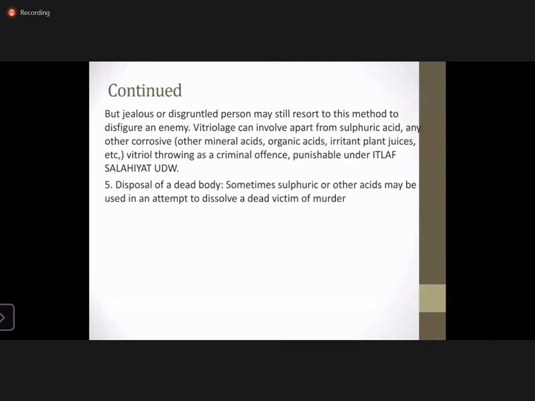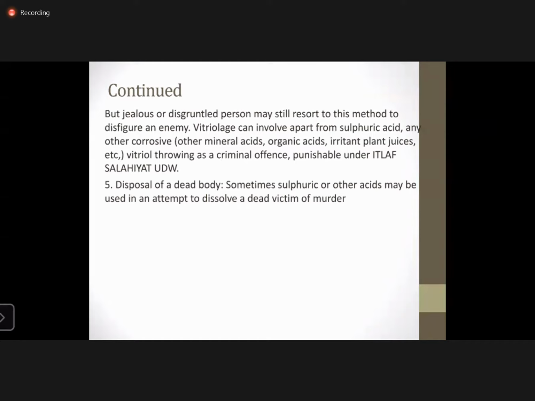And acid is also used as a means of disposal of a dead body. Sulfuric acid is a very important case of this, the acid bath murder case, where a person, George, killed a lady and disposed of her body in a drum containing sulfuric acid. When the remains were found, there were fragments of bones and gallstones, which were found, and because of that it led to the crime scene and then confirmed. So this is a very important thing: the accused used acid for criminal disposal of a dead body.